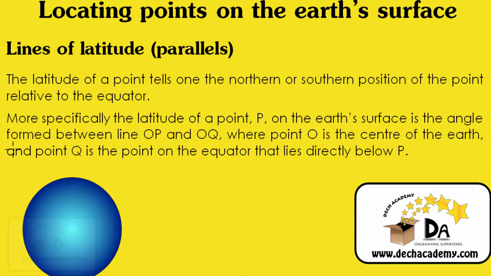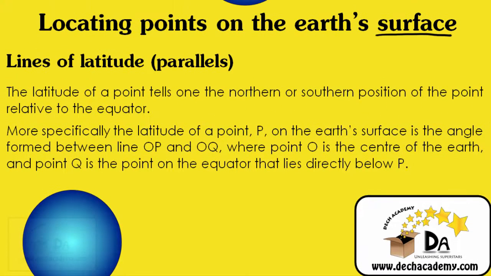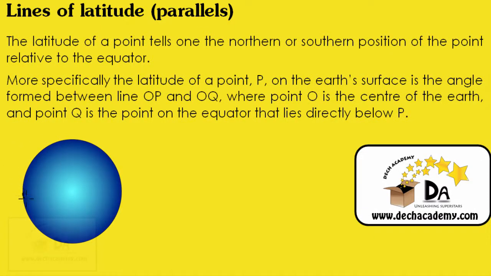We're interested in pinpointing the exact location of points on the Earth's surface. So on the surface of our model of the Earth, which is a sphere. And you need lines of latitude and lines of longitude to do that. Now, as you can see here, a line of latitude is also known as a parallel, but the latitude of a point tells one the northern or southern position of that point relative to the equator. And the equator is just a circle that lies in the middle of the sphere. So that's the equator. It's just this circle here.